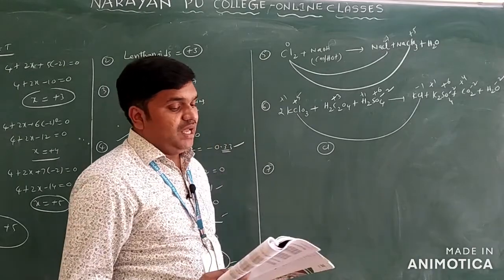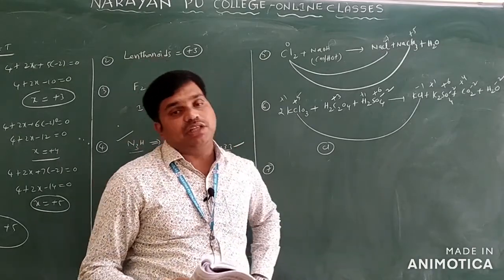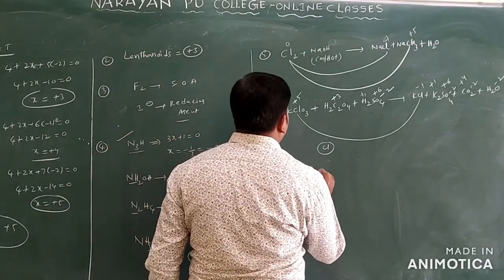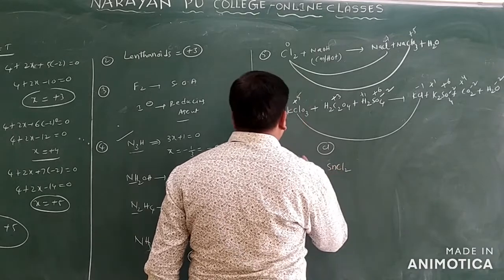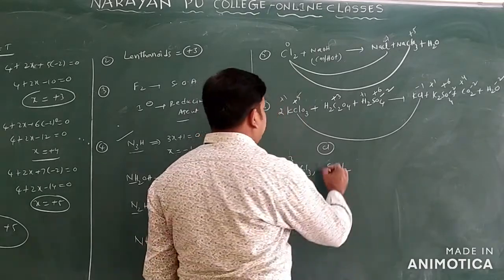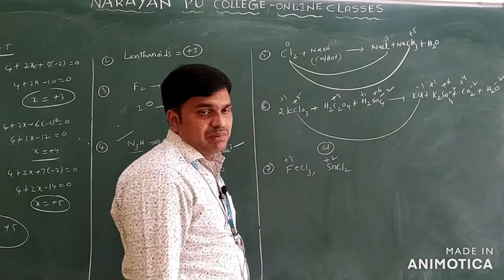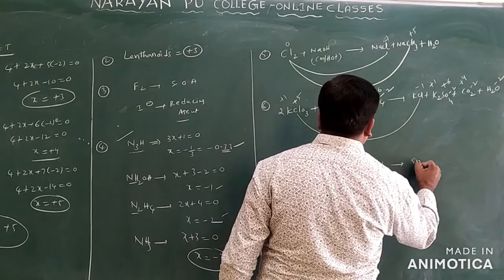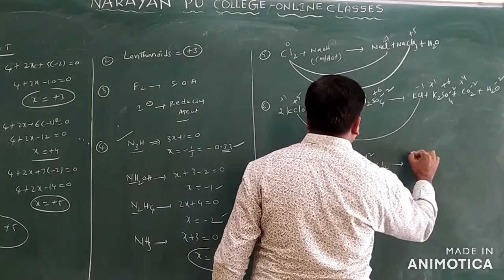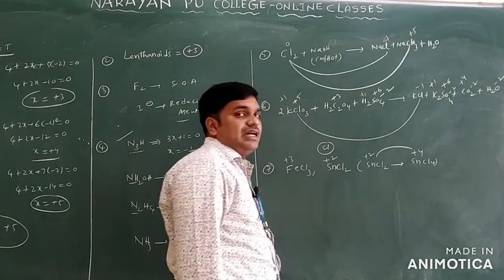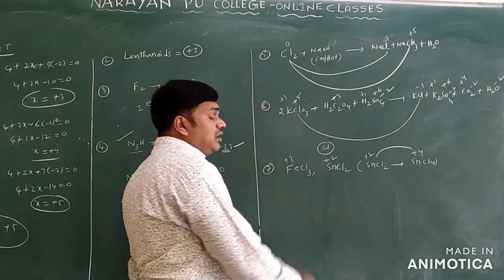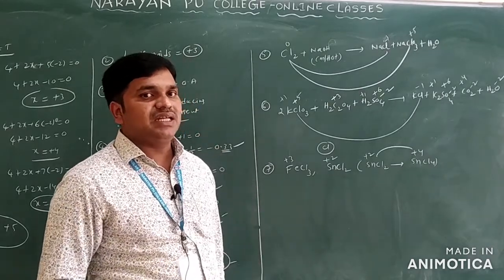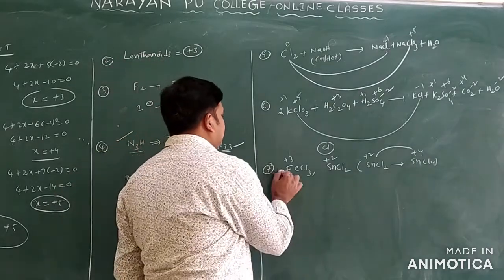Seventh question: find the pair of compounds that can exist together. The first one is FeCl3 and SnCl2. Here iron is in the plus 3 oxidation state, and Sn is in the plus 2 oxidation state. SnCl2 may be converted into SnCl4, plus 2 to plus 4, so it undergoes oxidation. But Fe is already in the plus 3 oxidation state and does not undergo oxidation again. So this is not a correct pair. This is option 1.